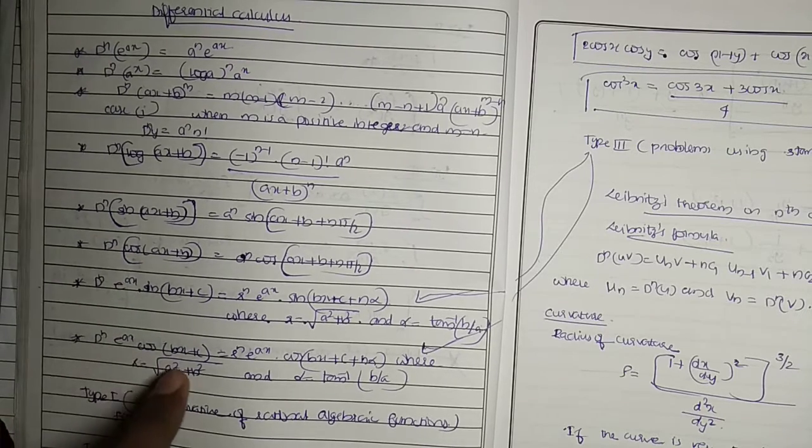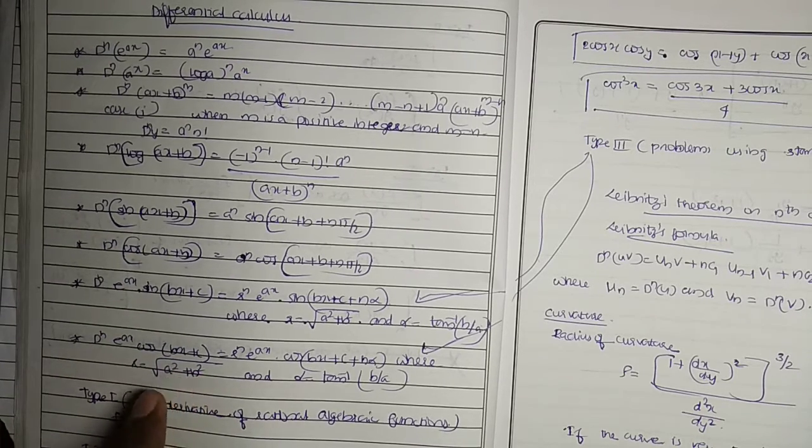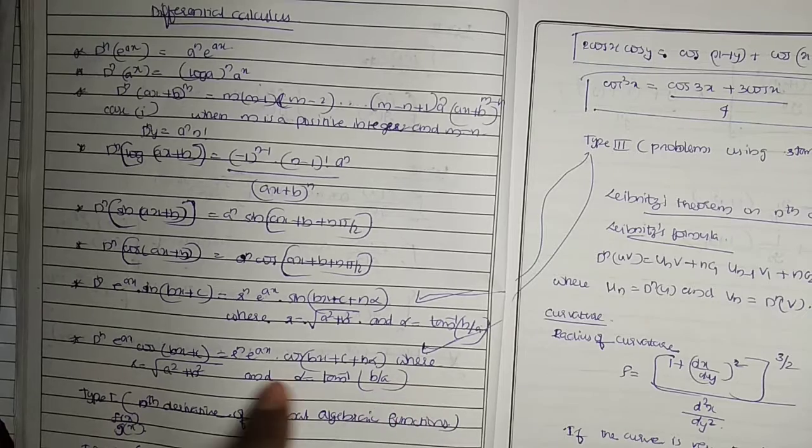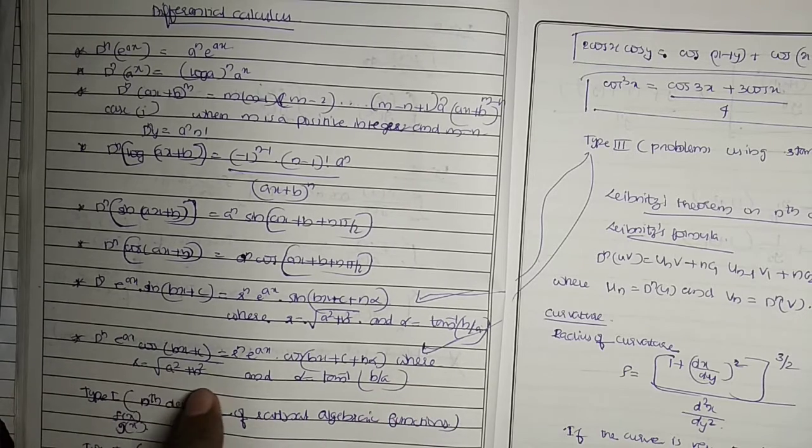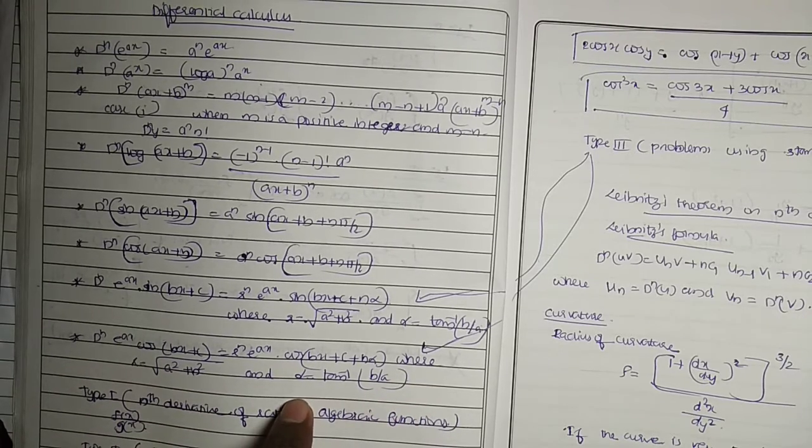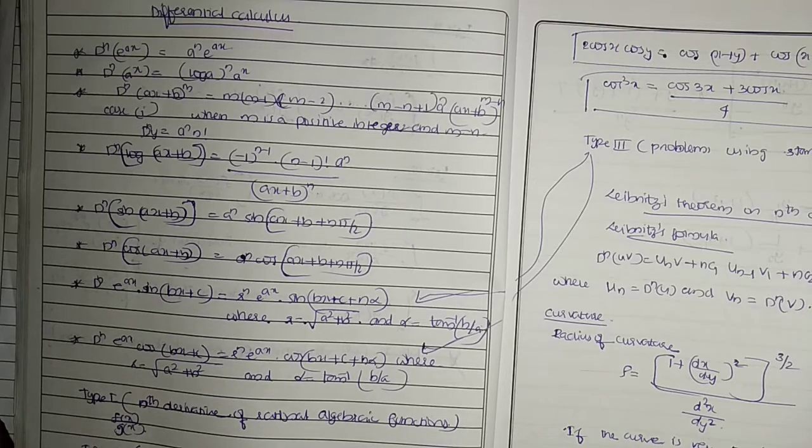The nth derivative of e raised to ax into cos of bx plus c is equal to r raised to n into e raised to ax into cos of bx plus c plus n alpha, where r is equal to root of a square plus b square and alpha is equal to tan inverse b by a.